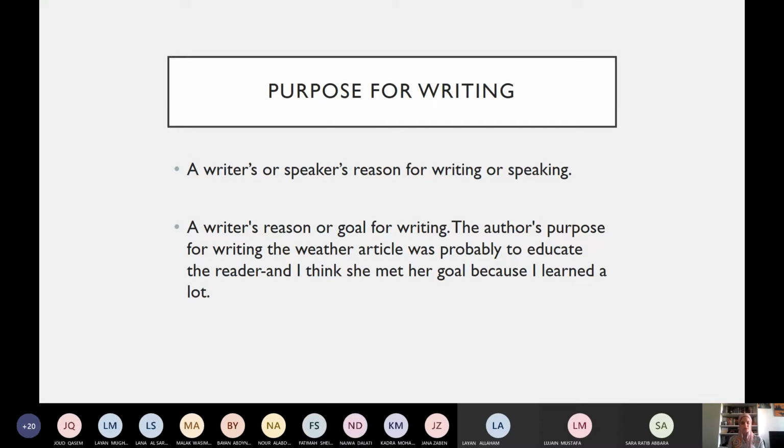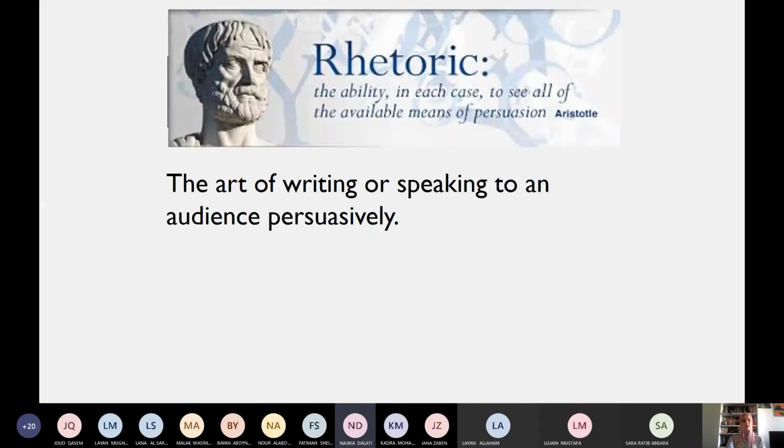Tone and purpose. We will then get to know something called rhetoric. Rhetoric is a way in literature to convince or persuade the audience. The art of writing or speaking to an audience persuasively, rhetoric. Rhetoric is important, girls, to know. Ability to persuade, rhetoric.